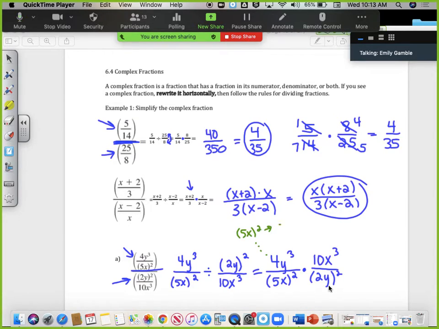5x squared is the same thing as 5x times 5x, because whenever you take something and square it, you multiply that thing by itself twice. Same thing with the 2y squared. 2y squared is the same thing as 2y times 2y. So we can simplify that.